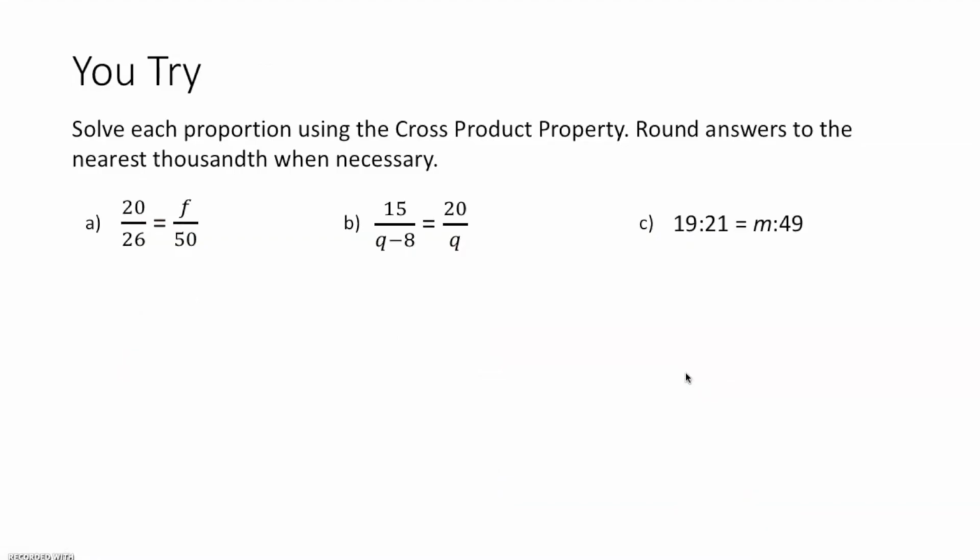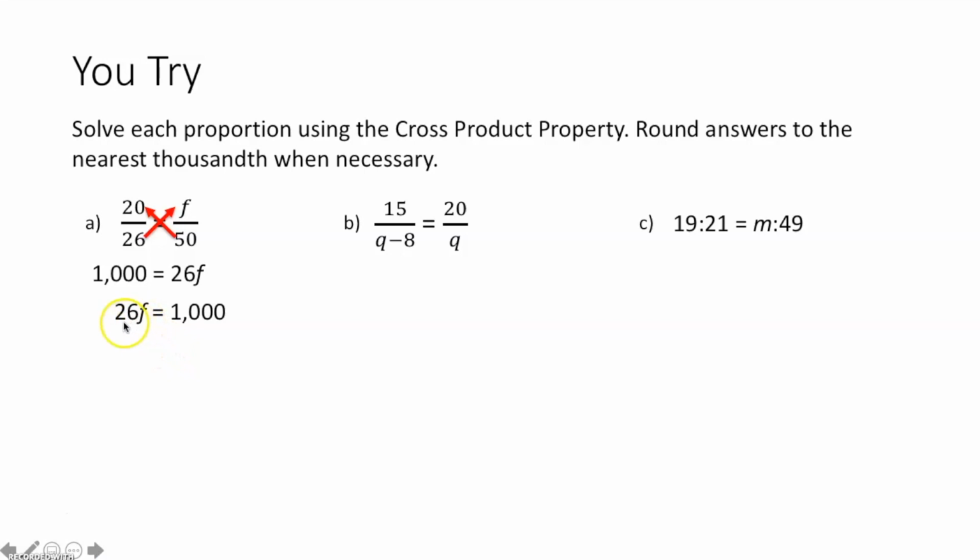You try. Okay, again, cross product property. We're going to go 50 times 20 is equal to 26 times f. Boom. Now we simplify, move, solve. Can we simplify? No. So we move to step 2, variable on the left. This is our variable. Right away, we can just flip this equation. Sweet. Now our variable's on the left.